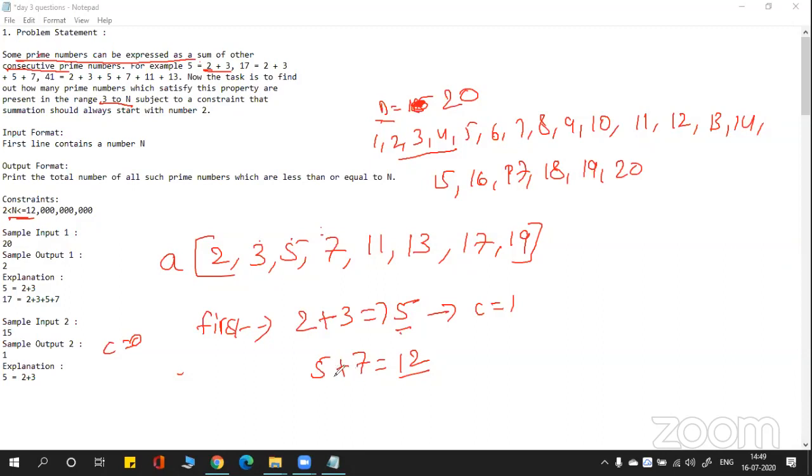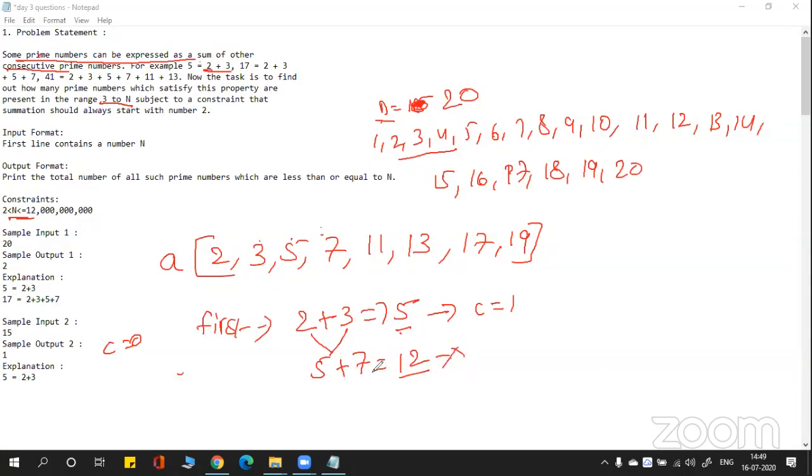You are taking consecutive prime numbers only. If you observe, in this 5 you are taking 2 and 3 also. So even those numbers are considered. Coming to this 12, it is not a prime number, so I'll not increment my count. So I am crossing it.